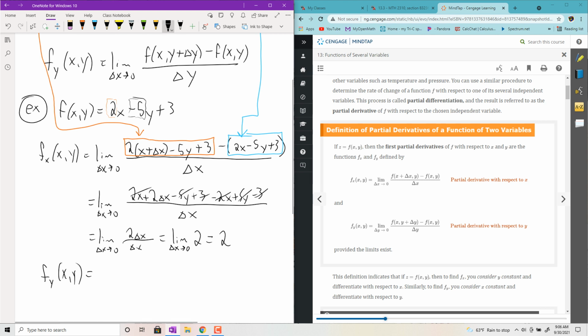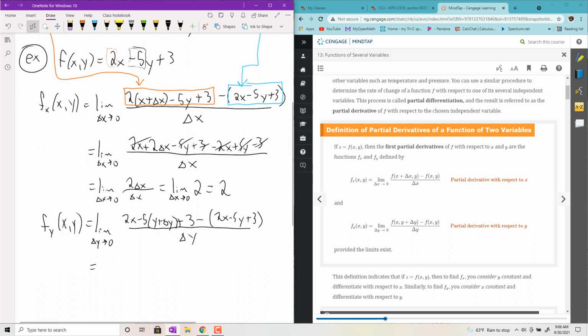Let's again set up our limit. This time we're replacing the y with y plus change in y. So I have 2x minus 5 times y plus change in y, plus 3, minus f of x y, which is 2x minus 5y plus 3, and that would be all over change in y this time.